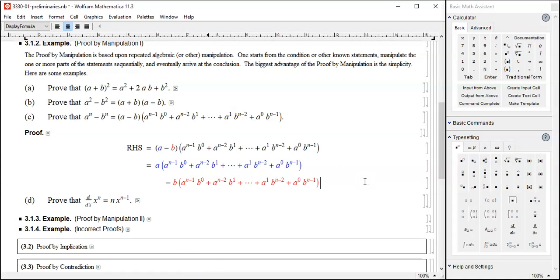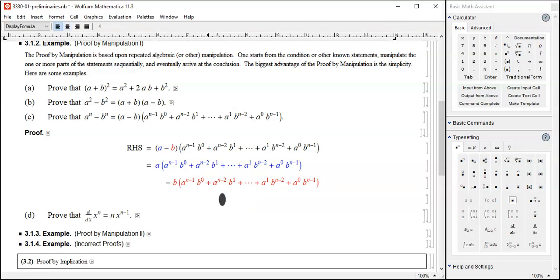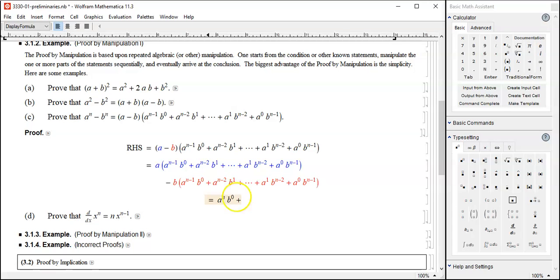Okay, and then what kind of algebraic manipulation would you like to do? Break up everything? Okay, let's multiply a times a to the n minus first power. What is it? Nth power, b to the 0 power, all right. Plus, now a times a to the n minus second power. What is it?